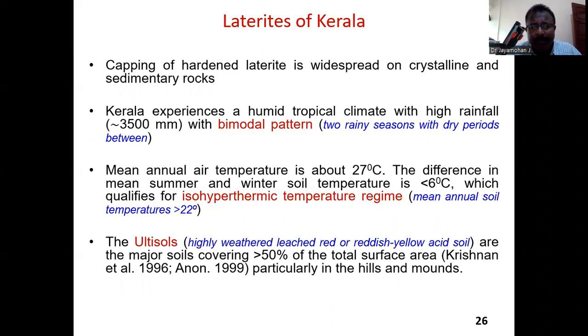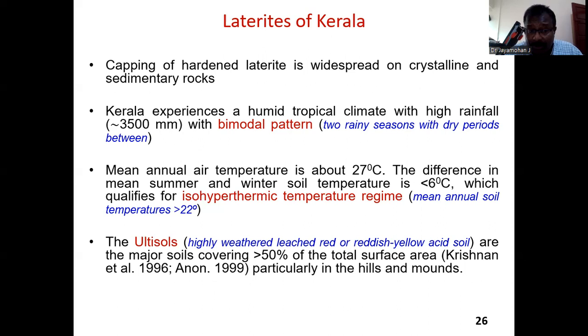Here, the mean annual temperature is about 27 degrees centigrade, and the difference between summer and winter temperatures is less than 6 degrees. This type of regime is called an isohyperthermic temperature regime. Isohyperthermic temperature regime means annual soil temperatures are always higher than 22 degrees Celsius.